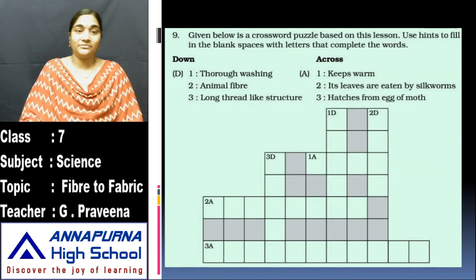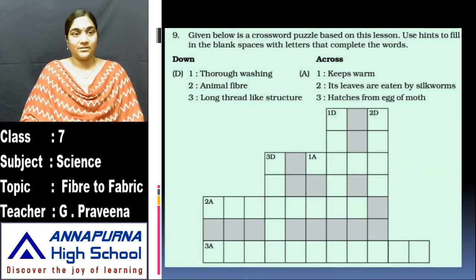Yes, here is a puzzle for you. Try to answer this. The first one is thorough washing. Animal fiber. And what is the long thread-like structure called? And in the across columns, you try to fill: keeps warm. Which fiber keeps us warm? Its leaves are eaten by silkworm. What are the leaves that the silkworm feeds upon? Then, hatches from the egg of moth. The small organism that comes out of the egg of a silk moth, what is it called? So try to answer this puzzle.